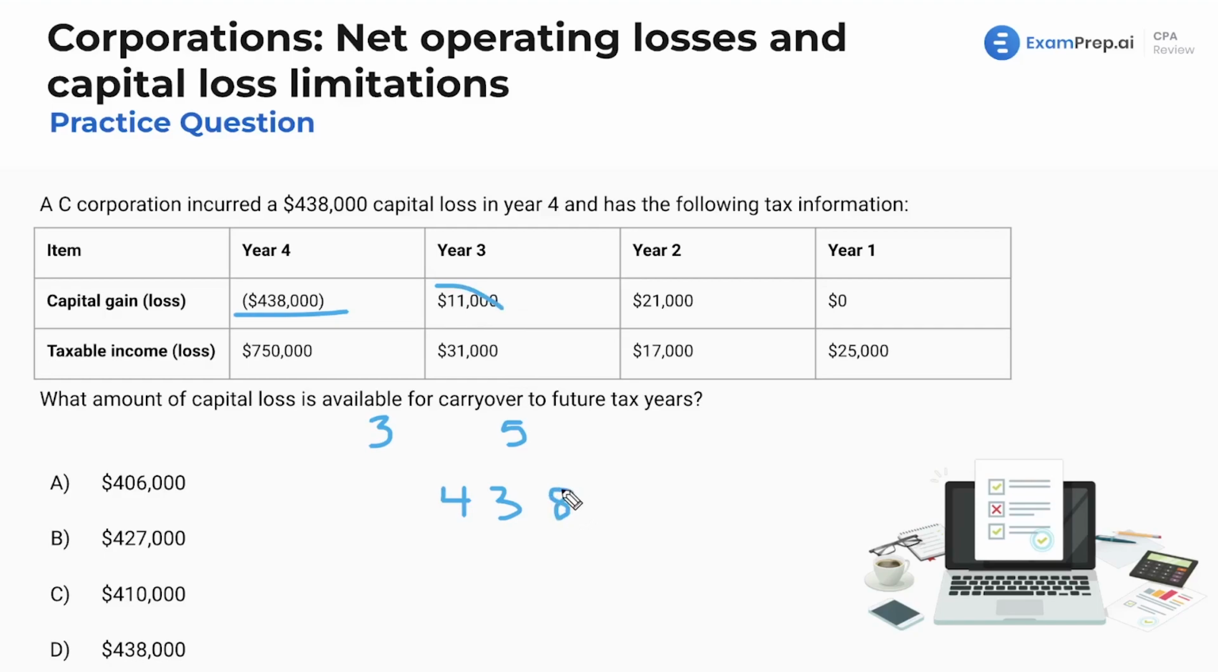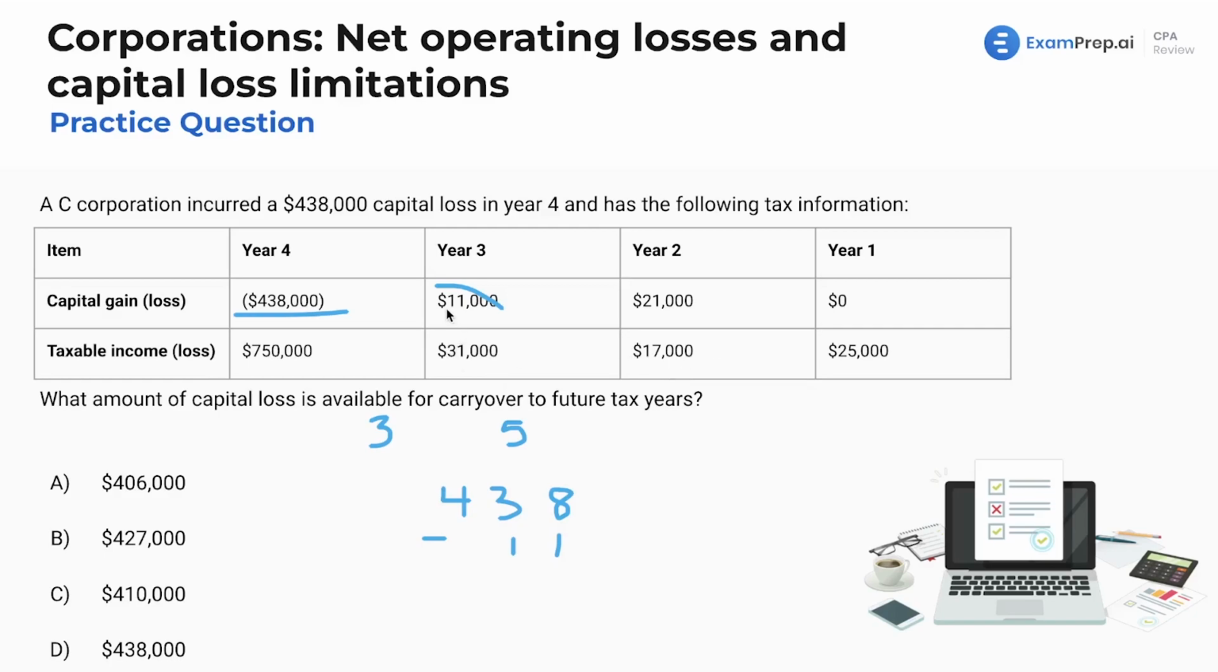Now, what about this 21? I'll give you a second. Why wouldn't we be able to just take this 21, the full amount? I'll give you a second to think about that. Going once, going twice. Well, there's a trick here because the amount of capital gain that you can offset from prior years is actually capped at the taxable income. Well, not loss, it'd be capped at the taxable income, which here is 17.